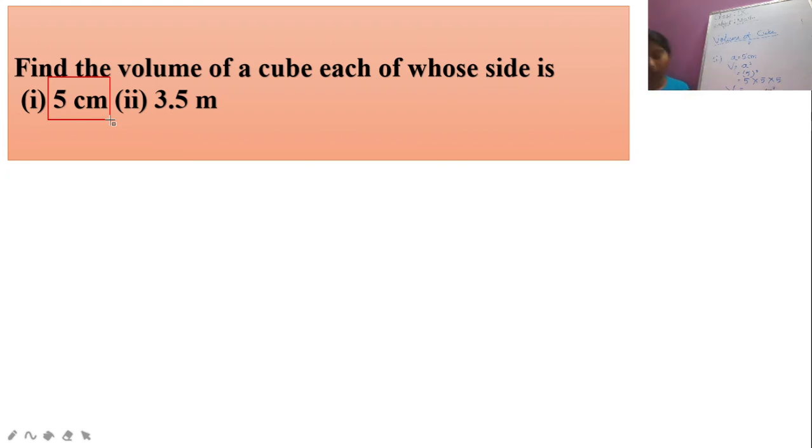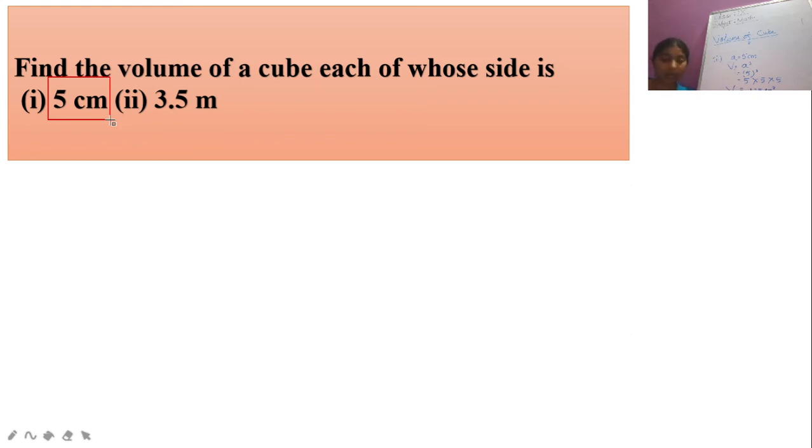So write down your answer in the comment box and tell me, do you get the same way of solving this question or not? So I guess you have done it, students. Okay, so yes, we have the correct answer, that is 125 centimeter cube, right students?